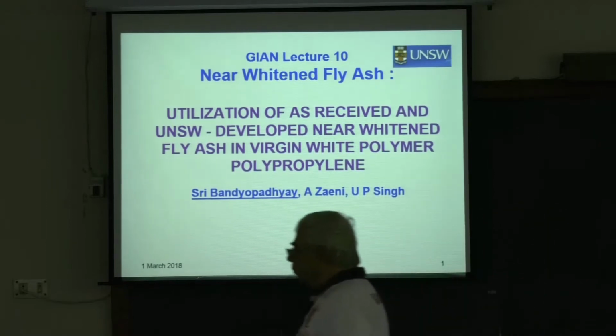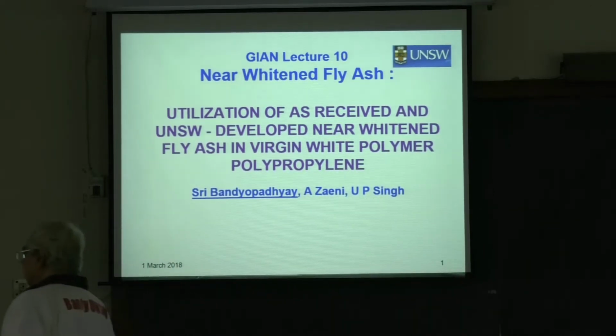Now, polymers generally have white color, or are transparent or semi-translucent. So when you make things like that, they are quite white in color. But if you put fly ash in them to make them strong, then often the color changes.